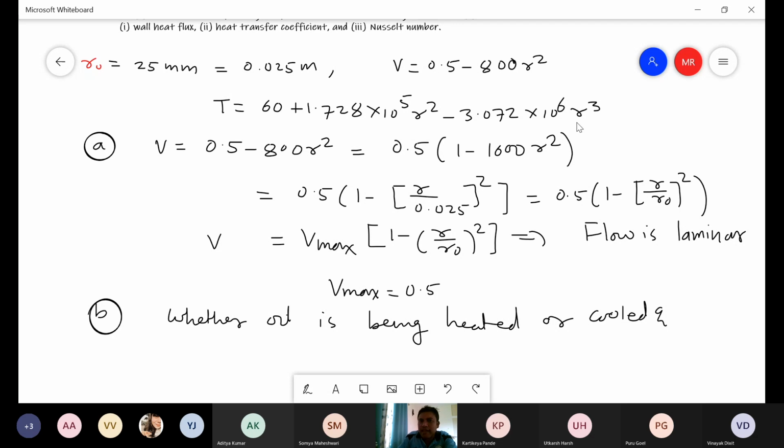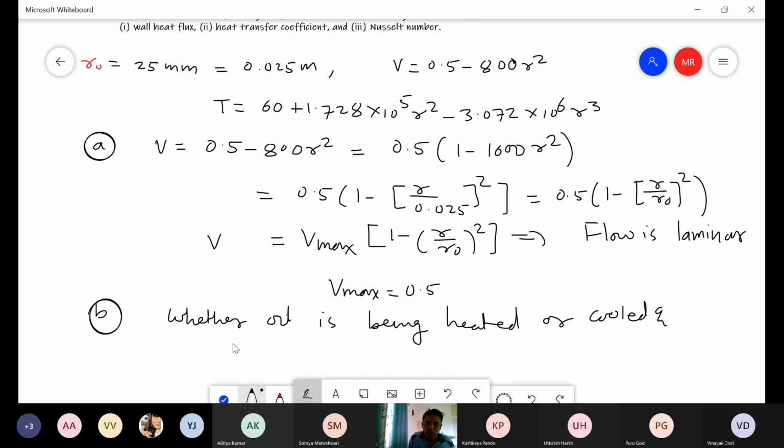So that's a clear indication that the oil is being heated. If the reverse is there, then it's an indication that the oil is being cooled. Another way of finding is we can find out dT by dr at r equals r naught. If this comes out to be positive, it's a clear indication that as r increases, my oil temperature is increasing. So that means the oil is being heated. If it is negative, then it's an indication that the oil is being cooled. Okay, so we will go with the first method.